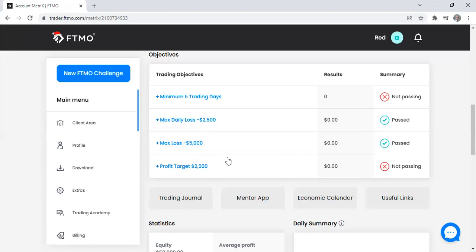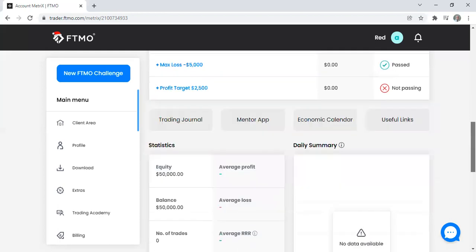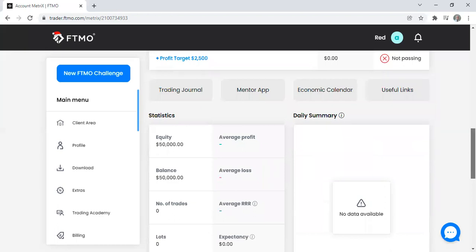I'm quite sure of those objectives, but here you will see I'm not passing yet because I haven't reached 5 trading days or my profit target of 2,500 US dollars just as yet. However, I have passed here: I haven't exceeded minus 2,500 US dollars, I haven't exceeded 5,000 in terms of maximum loss, and total losses I haven't exceeded that. So that is essentially how it works.